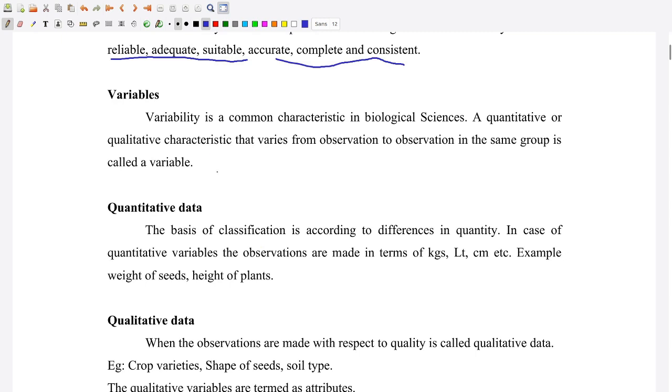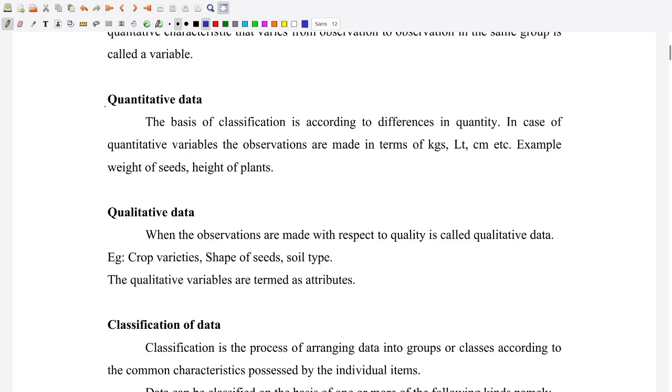So next is variables, or variability, which is common in biological sciences. A quantitative or qualitative characteristic that varies from observation to observation in the same group is called a variable. Then we have also discussed quantitative data and qualitative data. Qualitative data is what you cannot measure in terms of numbers, and it represents quality. For example, if you want to study the intelligence or IQ of a certain person, you cannot measure that in numbers. So that is qualitative data.